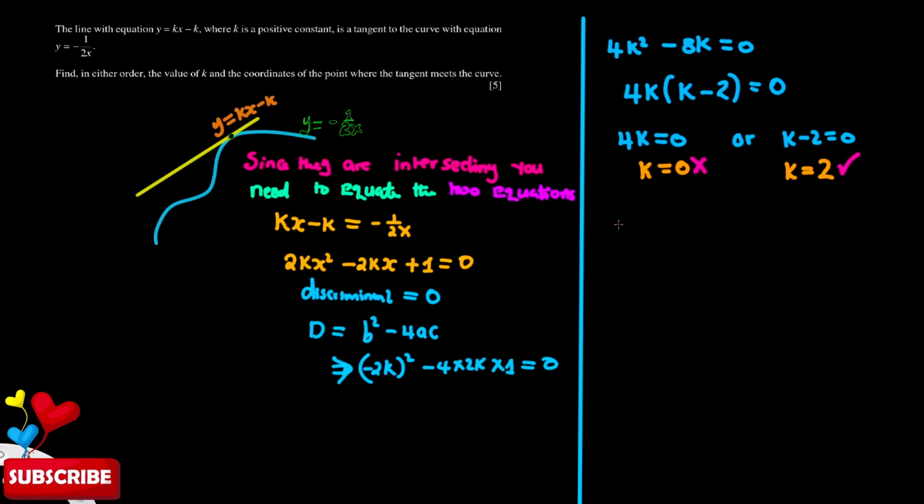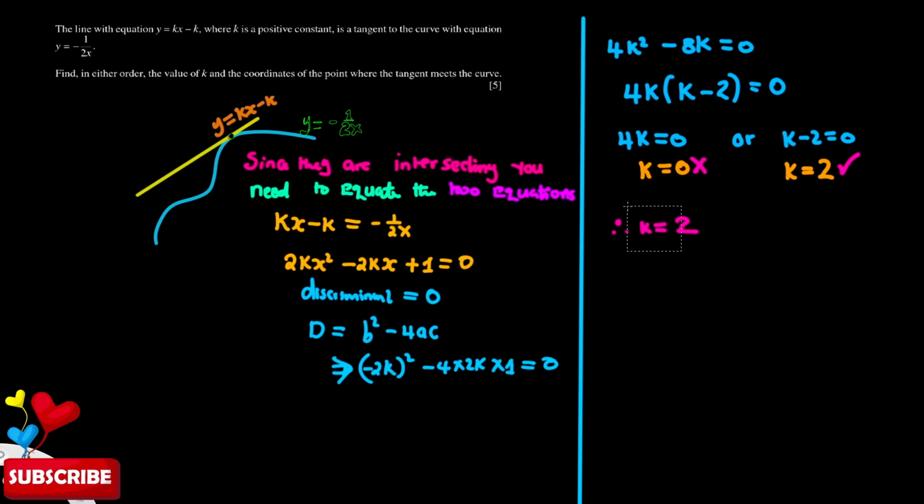So we are going to take k equals 2, because if you substitute the value of k back into the equations, you will find that the equations disappear. For instance, the equation of a straight line was kx minus k. So if you substitute k is 0, you are not going to have that equation there. So the value of k for the equations to be valid is k equals 2.